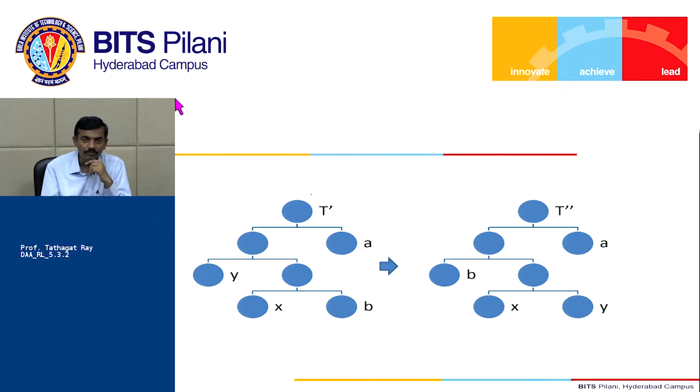In this T prime, what do we do? We swap again between B and Y, and we get a new tree, T double prime. Notice that now in T double prime, X and Y are siblings. That means their code words are of equal length, differing only in the last bit. The only thing we will require to prove is that T double prime is also an optimal prefix code. Then we are done.